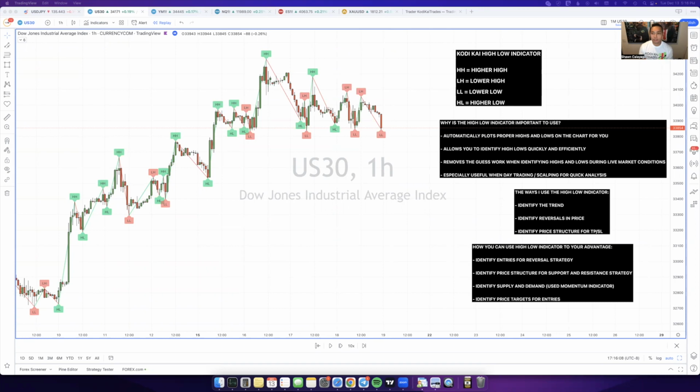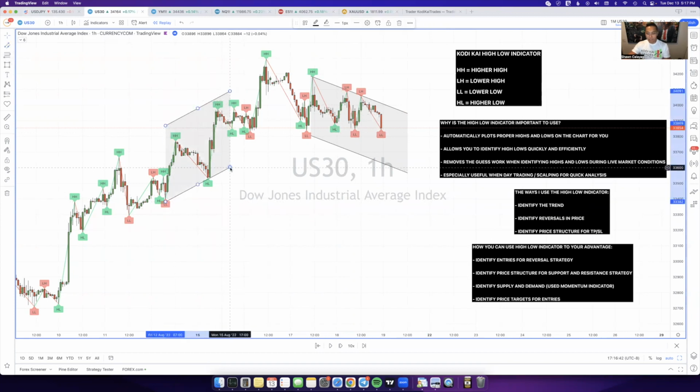The way that I use this indicator is, for one, to identify the trend. As you guys can see right here, you can see HH, LH, LL, and HL, right? HH stands for higher high, LH stands for lower high, LL stands for lower low, and HL stands for higher low. So typically when you see a higher high and a lower high, that's going to be the start of a trend, right? So one way to use this indicator is to identify a trend. Vice versa, if you see a LL, lower low, and a higher low, you can use that to identify an uptrend, right?